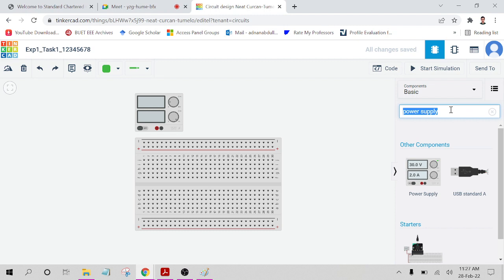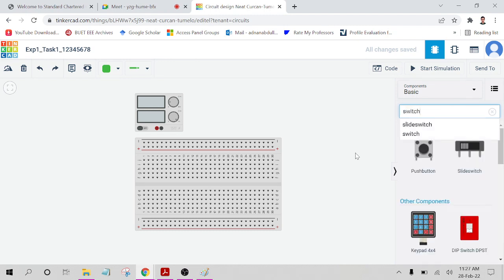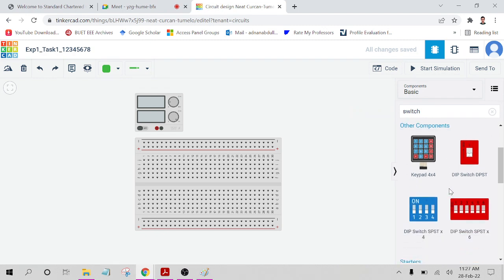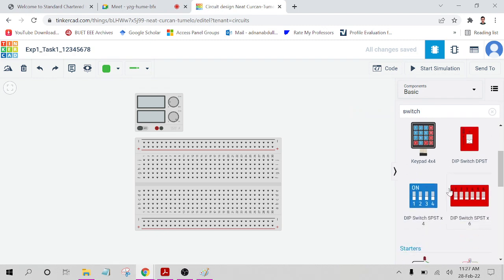Next, we will need a switch and a bulb. Search for switch. In the dialog box, search switch. Hopefully, you can see many types of switches are available in Tinkercad. Now, in the first task, or task 1, we will use SPST. Please observe here.